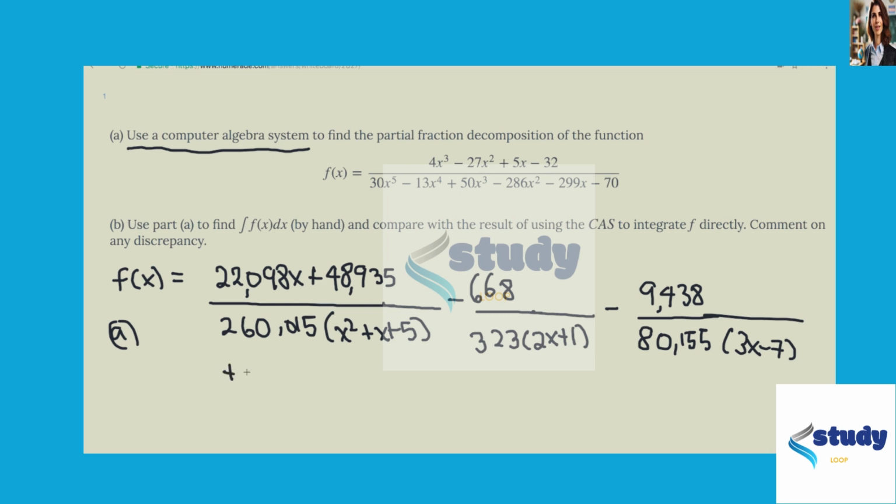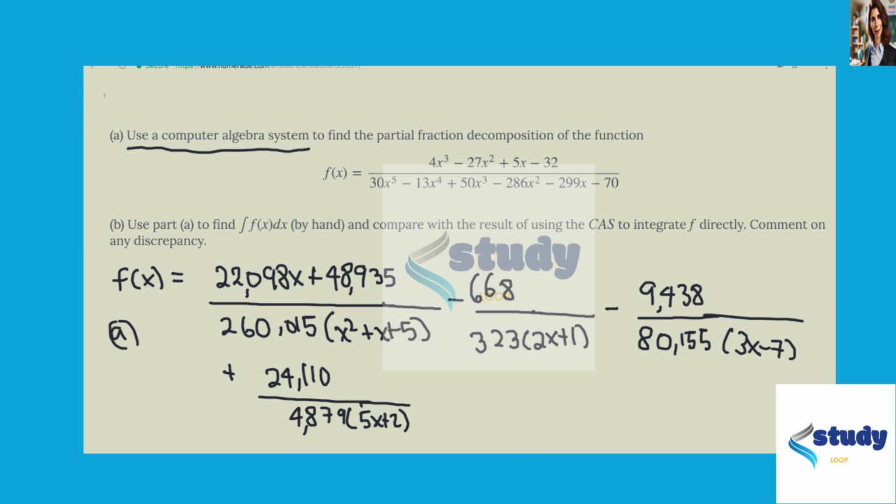And one more term, 24, 110, 4879, 5x plus 2. Now the next part will be to actually go ahead and integrate this.